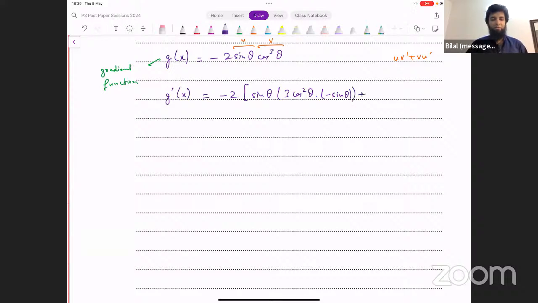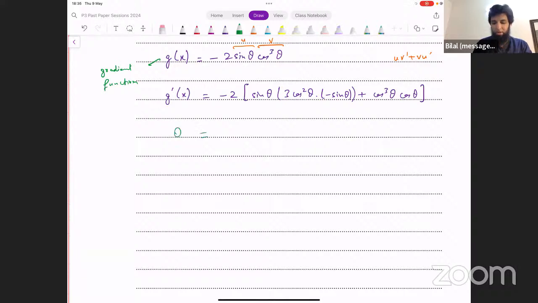Now vu dash, v as it is. What's v? V is cos cube theta into derivative of sine, which is cos theta. This is the derivative of the gradient. Since you're looking for the maximum point of the gradient function, you put this equal to 0. Put the derivative equal to 0. That's how you find the turning point. That's how you find the maximum point or the minimum point. Put this equal to 0.